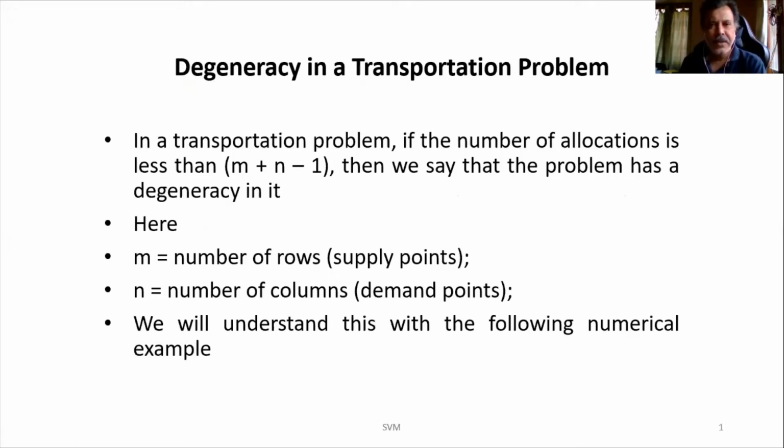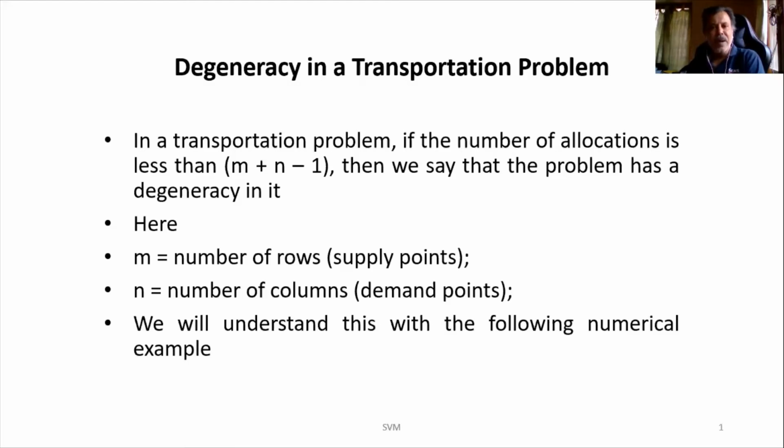So in today's session, we will see what is degeneracy in a transportation problem. In the previous sessions on transportation problem, when we came across the basic feasible solution, we used to check whether the number of allocations in the problem is equal to m plus n minus 1, where m is the number of rows and n is the number of columns. So after adding those two and subtracting 1, does the number of allocations match or not?